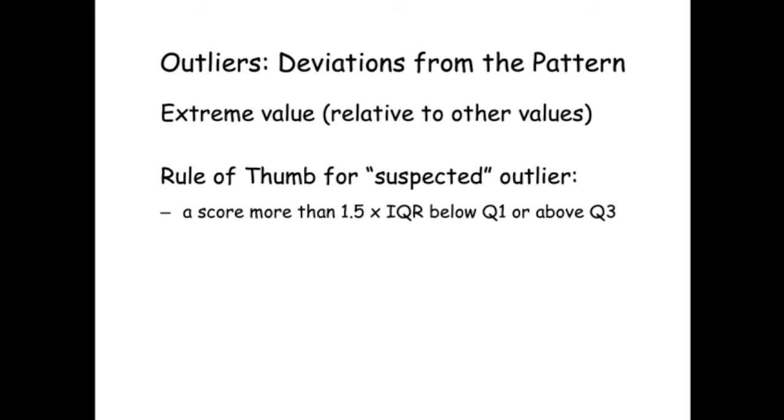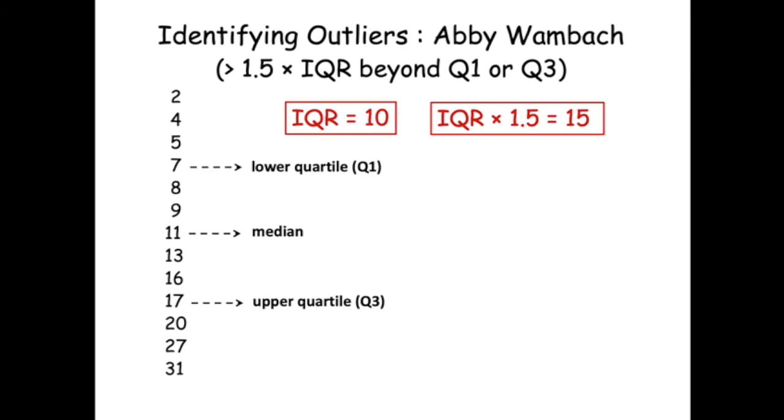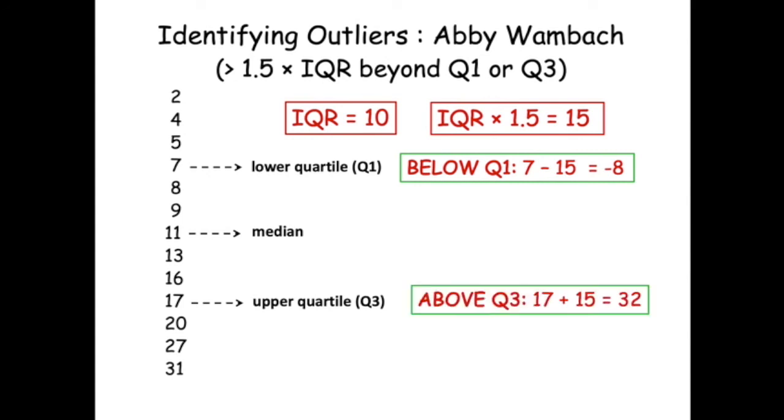A rule of thumb for identifying potential outliers is any score that exceeds 1.5 times the interquartile range below the first quartile or above the third quartile. Looking at Abby Wambach's goals, any score that is more than 15 points below the first quartile or above the third quartile would lead us to suspect that it is an outlier. 15 points below 7 is minus 8, an impossibility, and 15 points above 17 is 32. Because there are no values beyond minus 8 or plus 32, there are no suspected outliers.